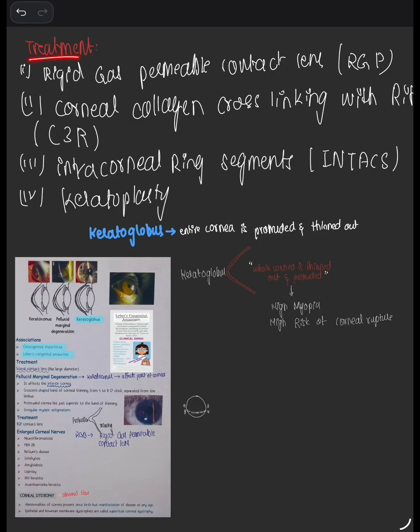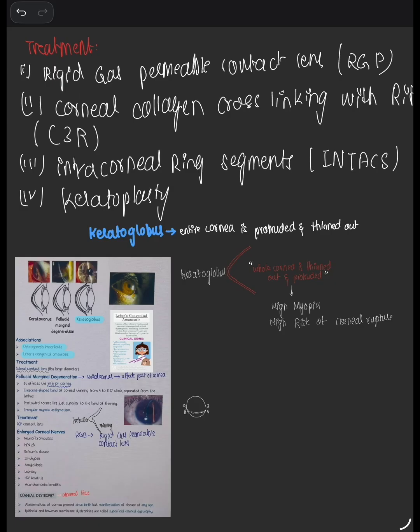What is the treatment of the keratoconus? In the keratoconus, the main problem is the irregular astigmatism. The child is not happy with the glasses, and then we can use the contact lenses. The contact lenses are RGP, rigid gas permeable. Next, the curvature of the cornea is very high, so the contact lens is not able to stay on the cornea.